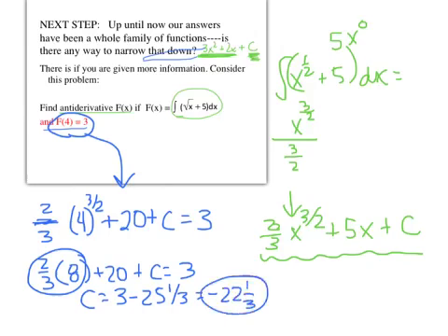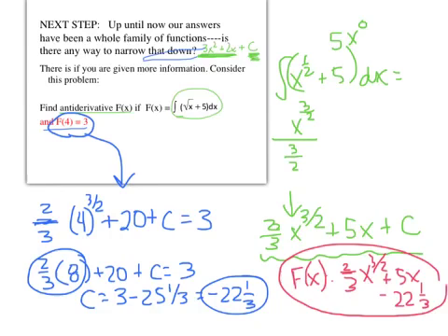So I get negative 22 1/3. So my final answer is f of x equals 2/3 x to the 3/2 plus 5x minus 22 1/3. That's my final answer.